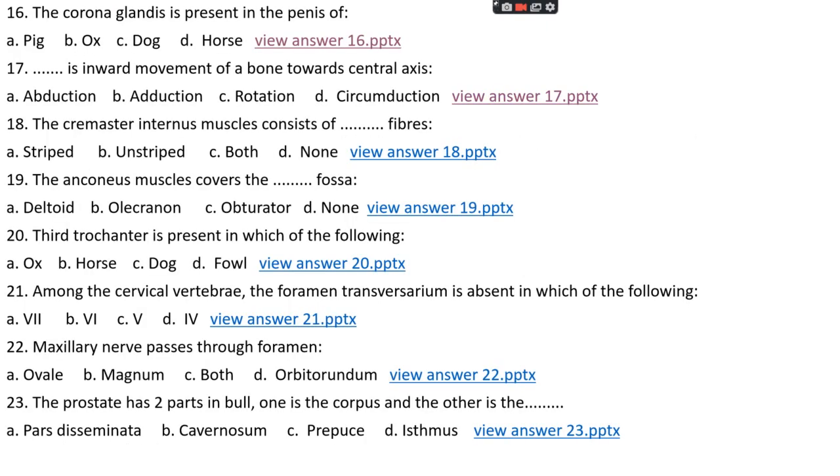Okay. Question number 18. The cremaster internus muscle consists of dash fibers. Option A, striped. Option B, unstriped. Option C, both. Option D, none.